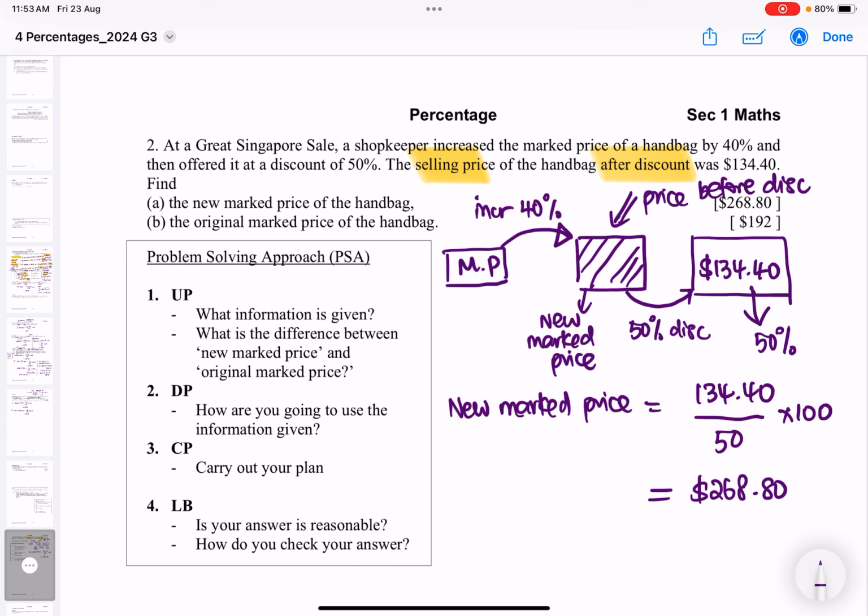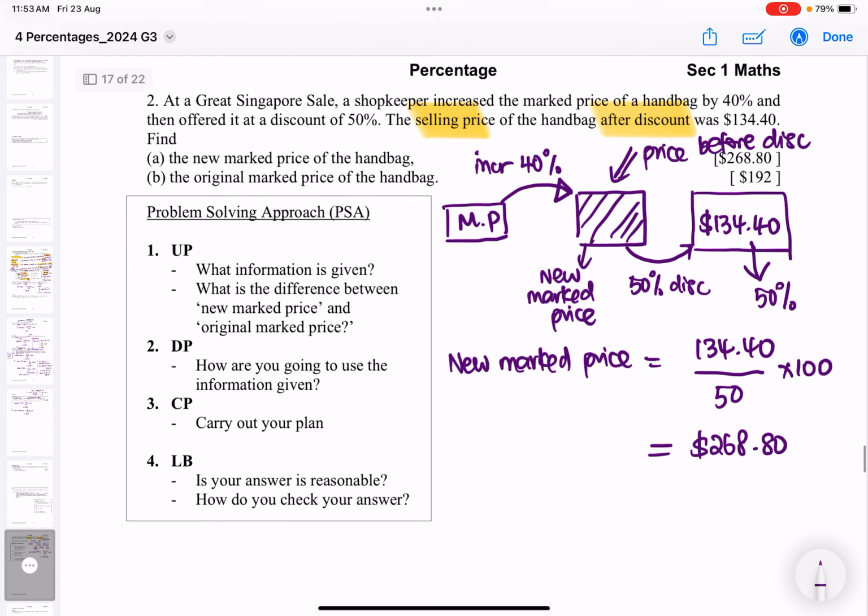The reason why I keep going back to finding 1% is so that you can see that this is a strategy that can be applied to any question on percentage. Always find 1% and then you can use that to find any other percentage. So the new marked price is $268.80.